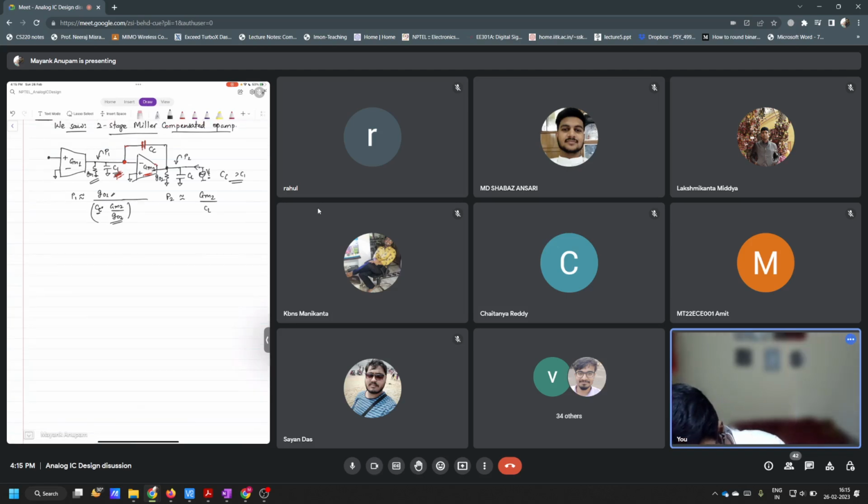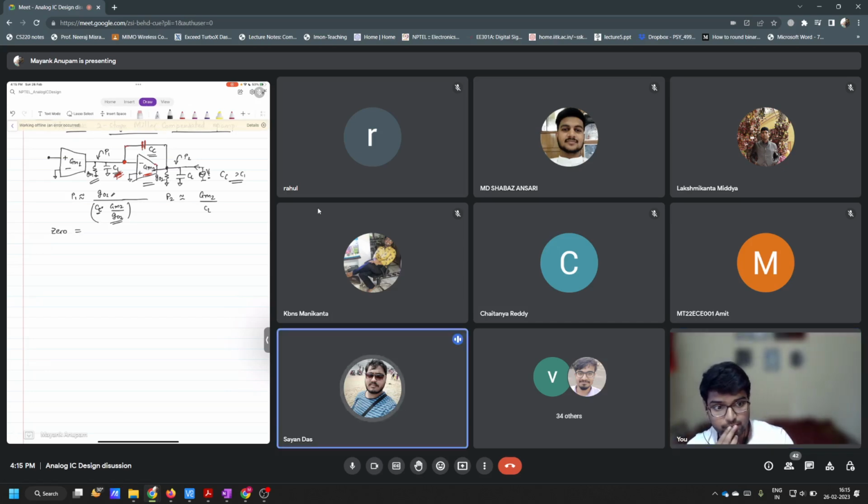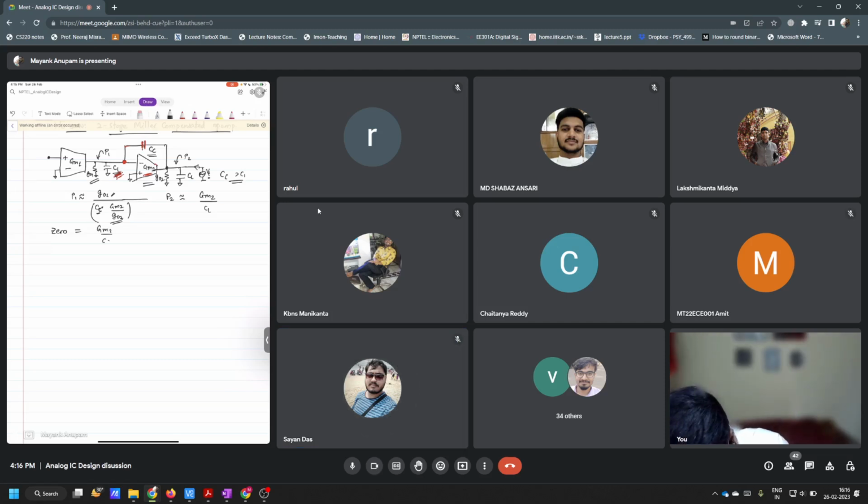We saw that because of this CC and this GM2 here, we also have a zero in the circuit, right? And what is the approximate location of the zero? Oh no, what is the exact location of the zero? GM2 by CC. Correct. GM2 by CC, right?